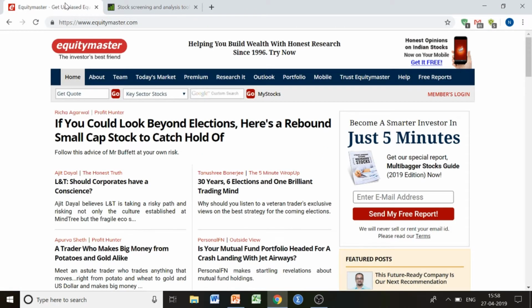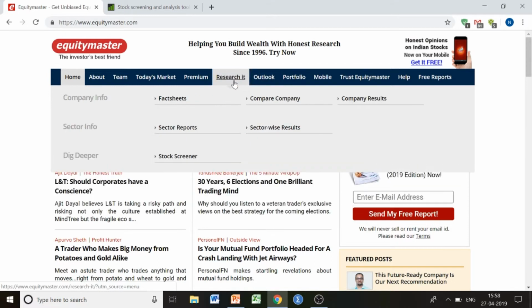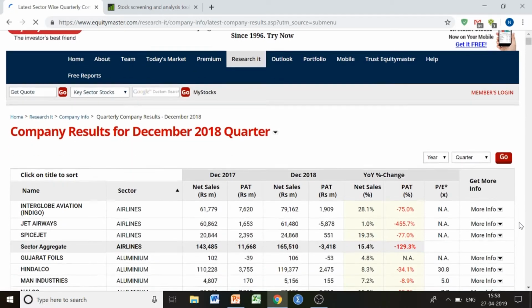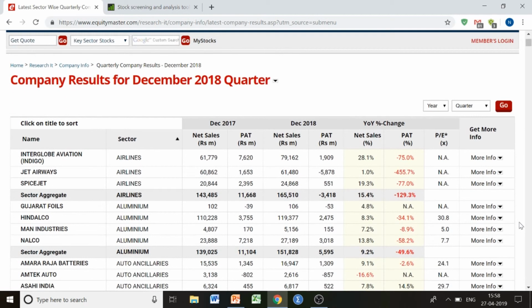So have a look. I was talking about the industry when you are selecting an industry. This is a website called equitymaster.com. Just visit this website and go to this research it column. Here you will get sector wise results. Just click on it and see. So see, here you can get an idea about how the industry is going.